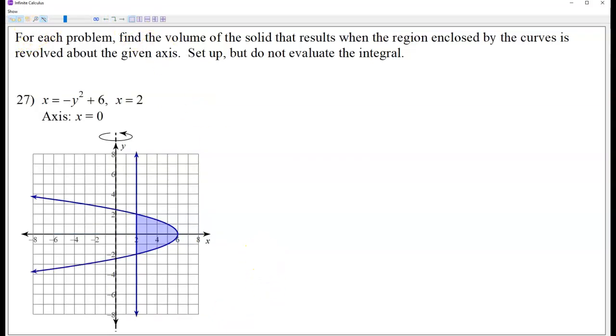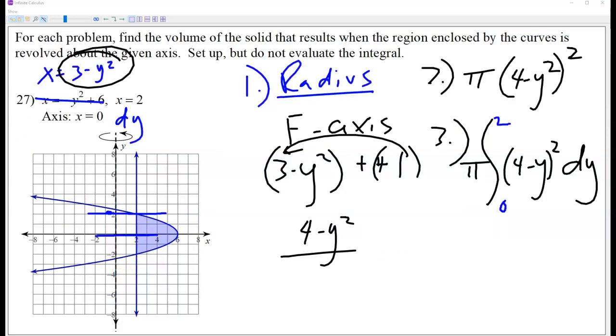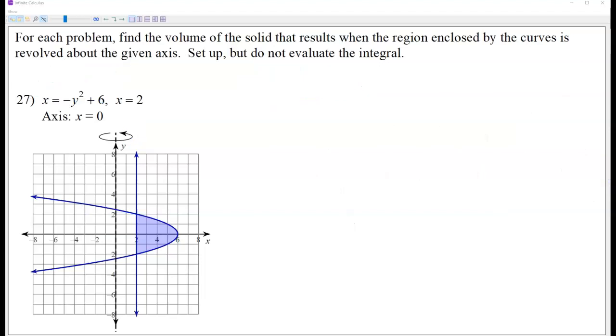Now, on number 27, there is something different that's happening here. Here's my area. Here's my axis. Do you guys see what's different? This time, there's a gap between them. And when there's a gap, we're now dealing with the washer method. So let's go ahead and take a look at the steps for the washer method.